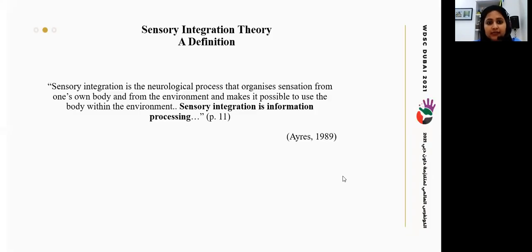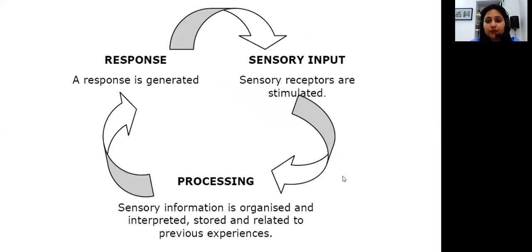She gave this definition for sensory integration: sensory integration is the neurological process that organizes sensation from one's own body and from the environment and makes it possible to use the body within the environment. So what does that mean? Let's understand. First, when the sensory input comes, the sensory receptors in the body get stimulated. Then this information is processed, organized, interpreted, and stored by the brain, and a response is generated accordingly.